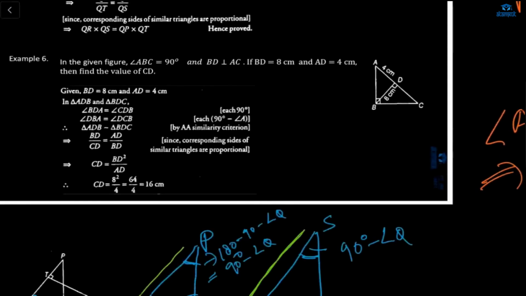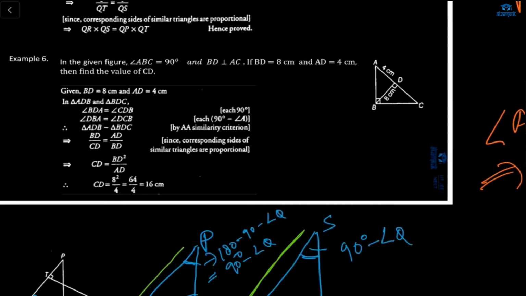Now, if you see example number 6, it is similar to that. In the given figure, angle ABC is equal to 90 degrees, and BD is perpendicular to AC. If BD is perpendicular to AC, that means angle BDA will be equal to 90 degrees, and so angle BDC will also be 90 degrees. If BD is equal to 8 centimeter and AD is equal to 4 centimeter, then find the value of CD.